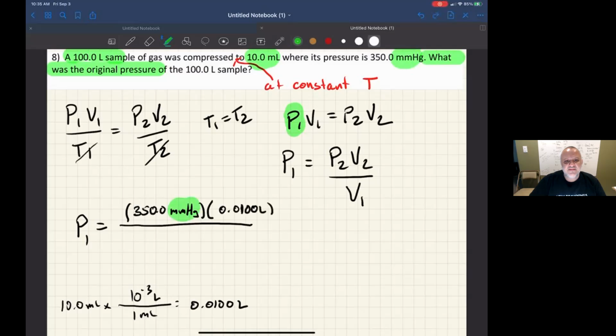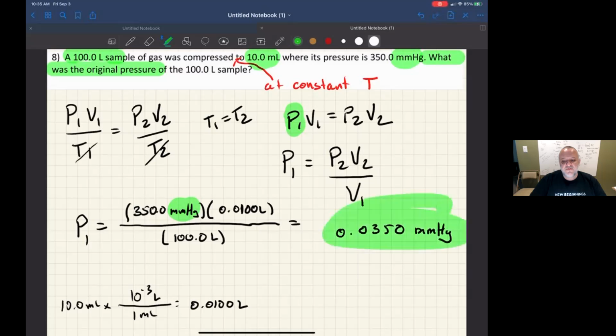Let's take that volume 2, which was 0.0100 liters, and divide it by the original volume, 100 liters. And so what do I get? I get 0.0350 millimeters of mercury. And that's the final answer.